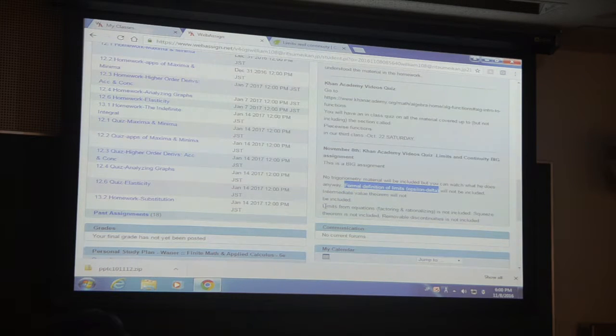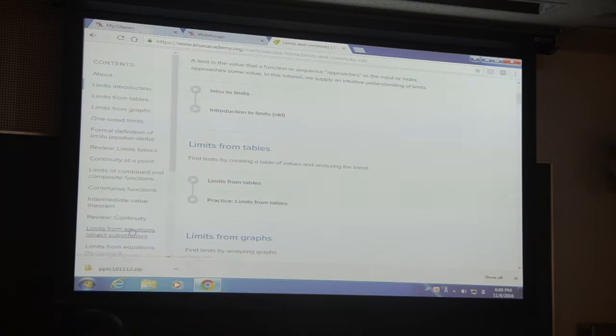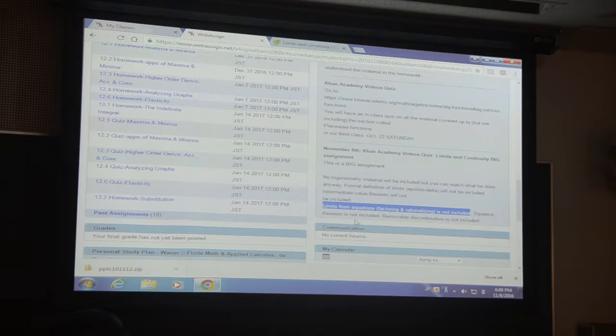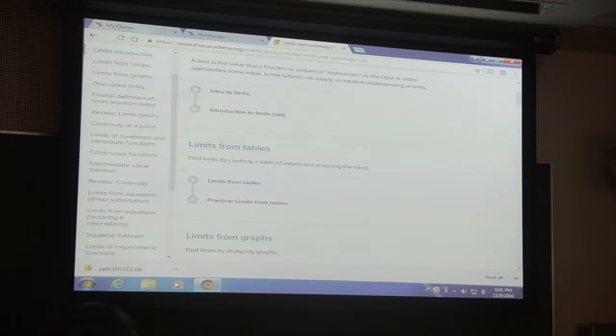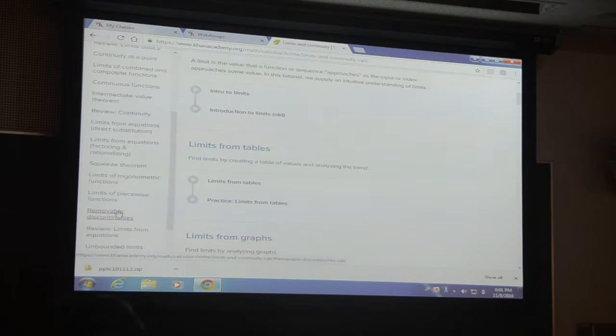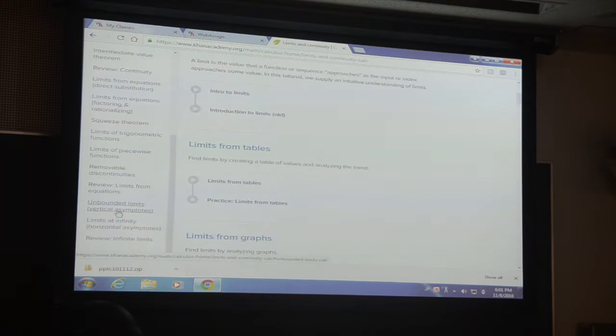Limits from equations, factoring and rationalization will not be included. So that's limits from equations, sorry, this one, not this one, but this one, will not be included. And squeeze theorem is not included, and removable discontinuities are not included. So squeeze theorem, here, limits of trigonometric functions, nope. And removable discontinuities, no. Okay? So it's actually a big assignment.